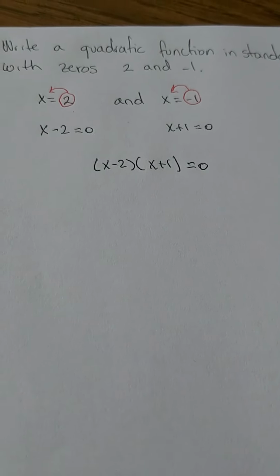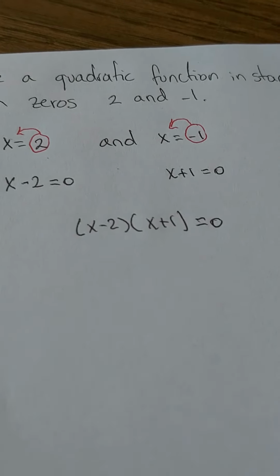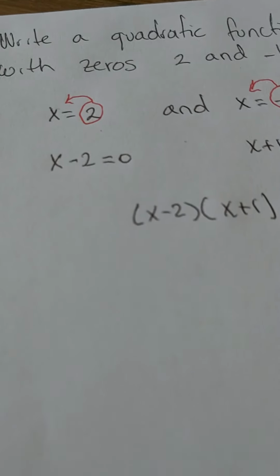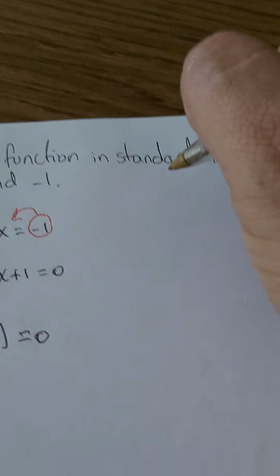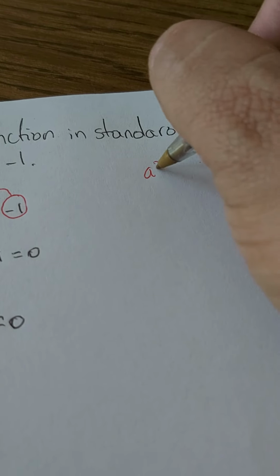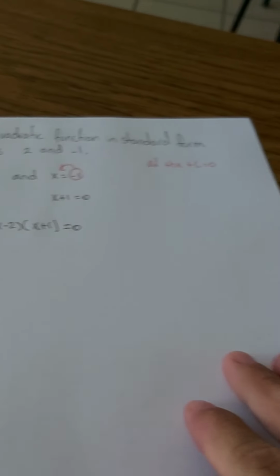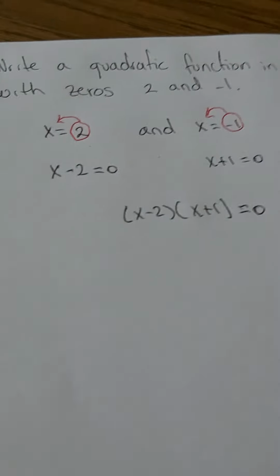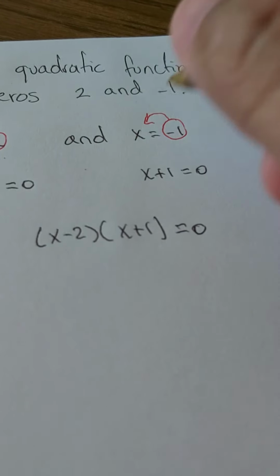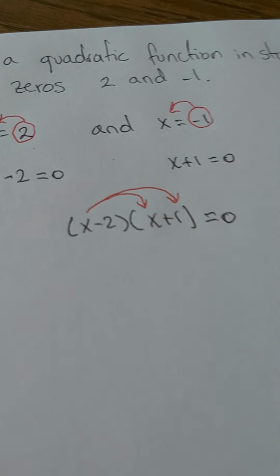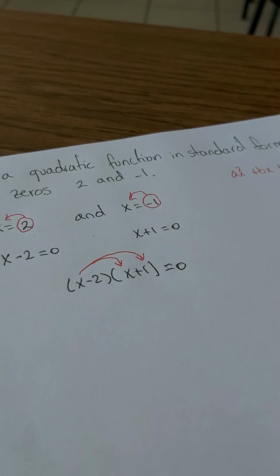All right? Now we have to write the equation in standard form. Remember the standard form of a quadratic function, ax squared plus bx plus c equals 0. Yes? So what do we have to do? We're going to apply the double distributive property.